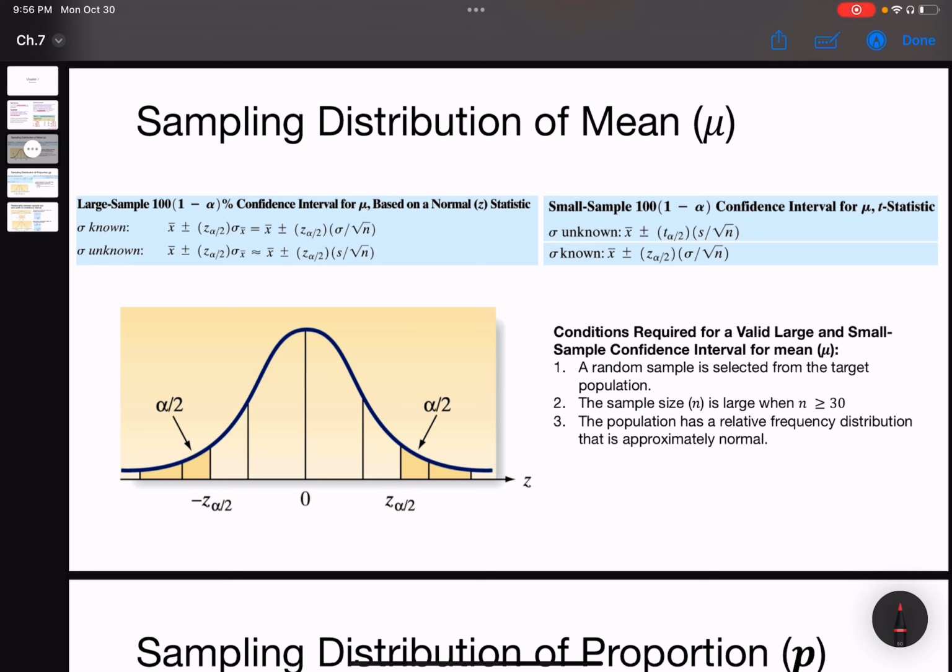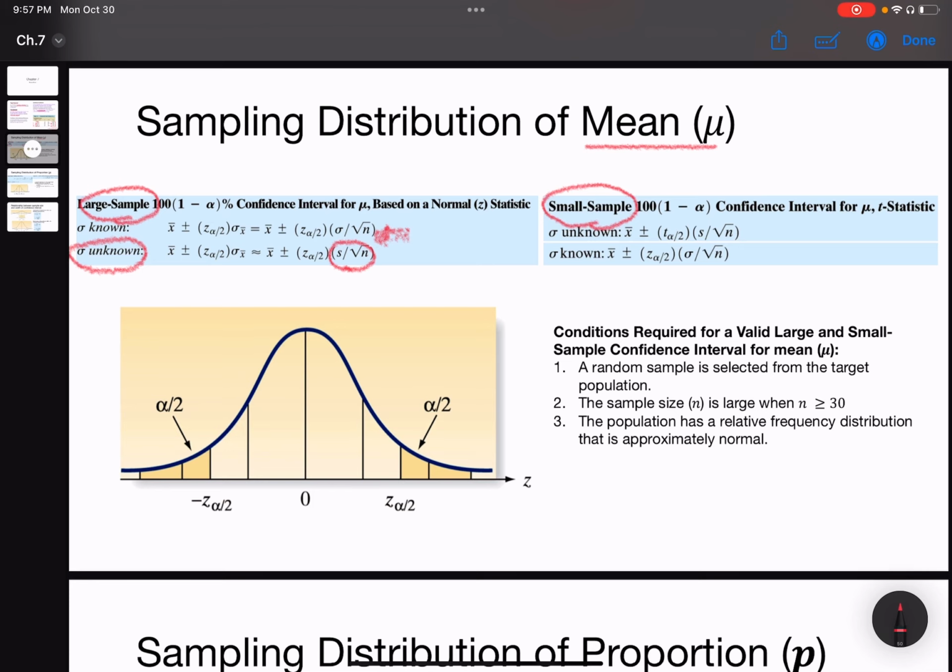Sampling distribution of mu. Depending on sample size, we can calculate the sampling distribution of the mean. Here we have two different sets of formulas that we can use for large samples and small samples. If sigma is known, we can simply use this formula. Where sigma is unknown, we can simply calculate using s over square root of n.